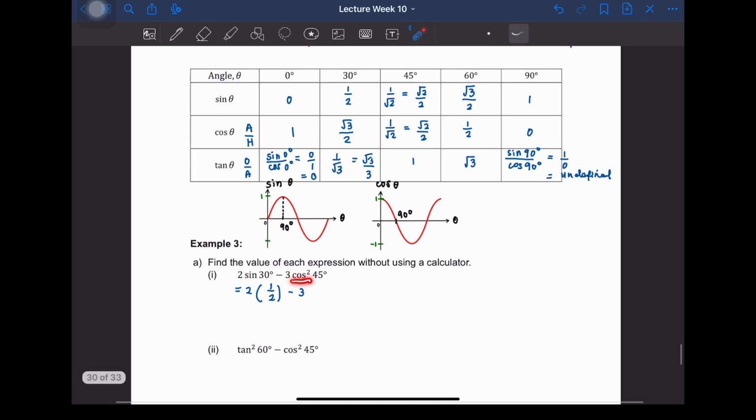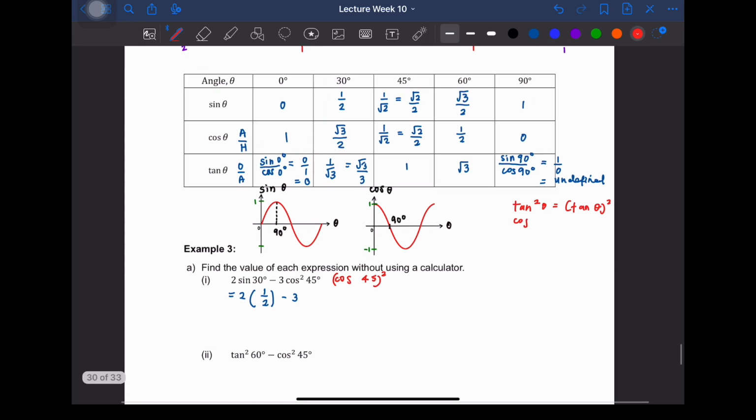So this one over here is cos square. Cos square means it's the same as cos 45 degree square, like this. Okay, so if you have a tangent, let's say we have tangent square theta, it's the same as tangent theta square. Or let's say we have sine square theta.